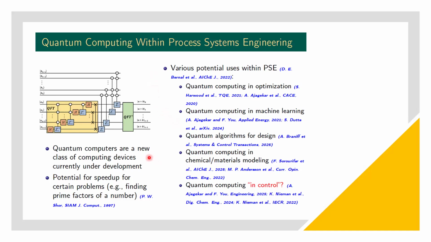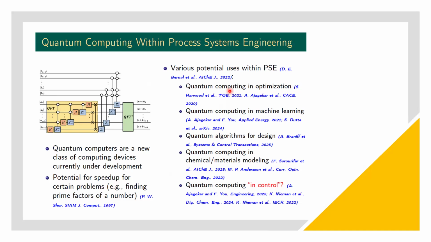There has been a lot more attention in recent years on quantum computing, and they are a new class of computing devices currently under development. In many respects, they're experiencing a lot of development. So that is one of the reasons that people have been interested in understanding more how these might be useful in engineering applications. And then there's also the theoretical concept that they have potential for speed up for certain problems like finding prime factors of a number.